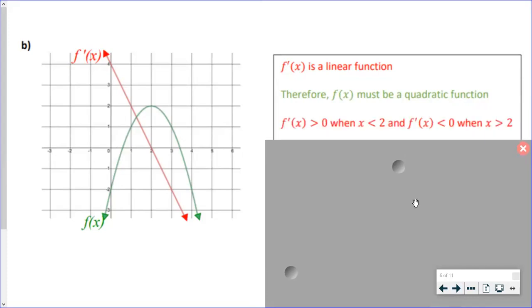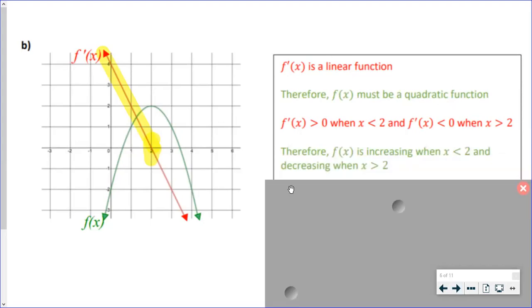So we know that f prime of x is greater than 0 when x is less than 2. Okay, so I'm going to say that again. The derivative, when x is less than 2, I can see that the derivative function is above the x-axis. When x is greater than 2, I can see the derivative function is below the x-axis. So because of that, I know that f of x is increasing when x is less than 2 and decreasing when x is greater than 2, right?